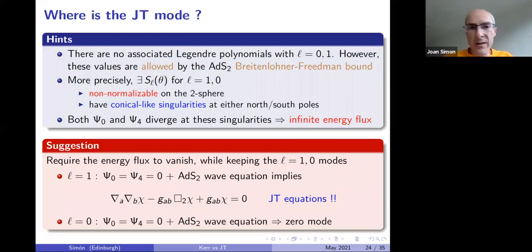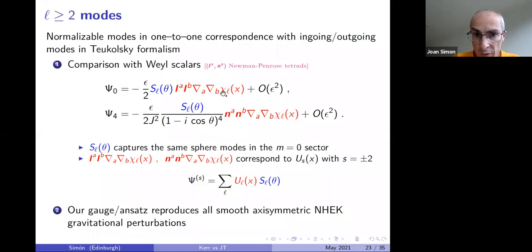I will discuss the singularities later, of course. But to highlight that apparently we were on the right track, let me stress that when we did this for L equals 1, let me be very precise now. I take the non-normalizable L equals 1 modes and I require the Weyl scalars to vanish. These Weyl scalars provide these differential equations for chi.